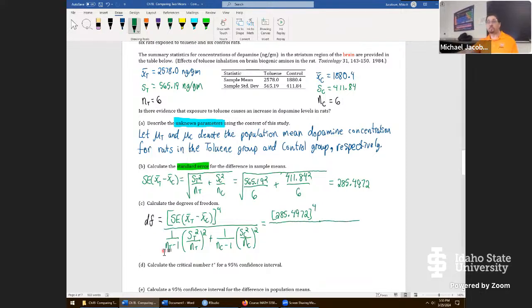These are nice because the sample size is 6. So we'll have 1/5 in this location. From here, ST, we have 565.19, and we have to recall to square that as well, and divide by the full sample size, which is 6. Then square that result.